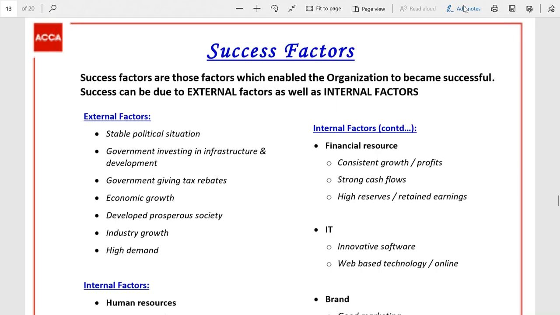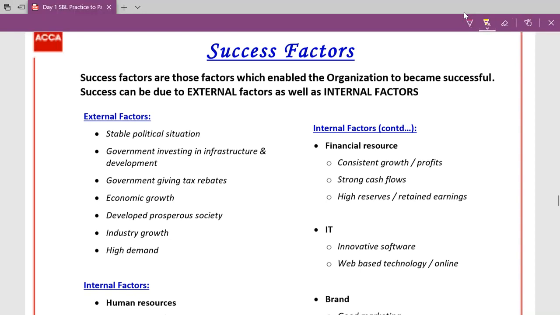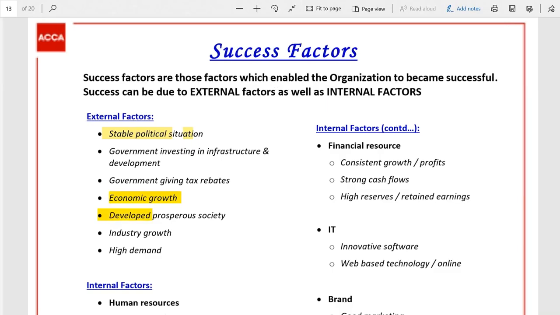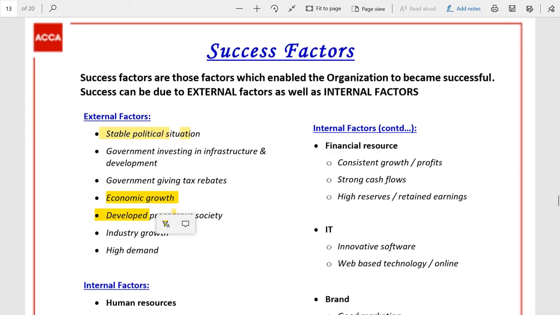For example, let's go through it. A stable political situation, government investing in infrastructure and development, government giving tax rebates. Economic growth is something very important. A developed, prosperous society. Industry growth, this is very important.